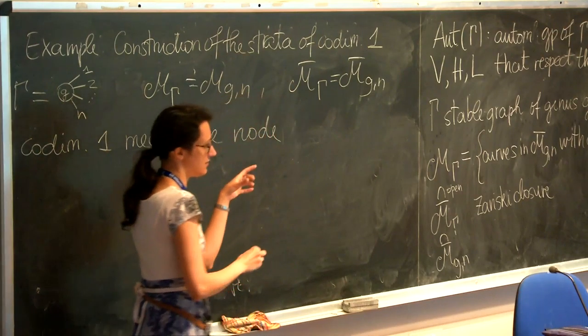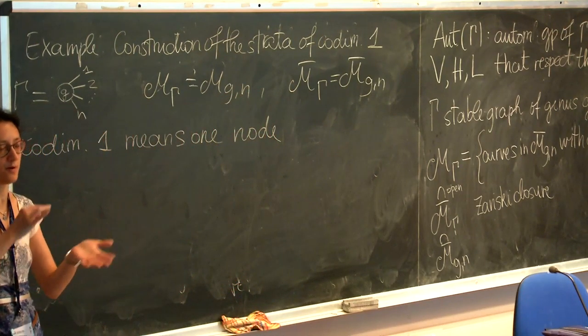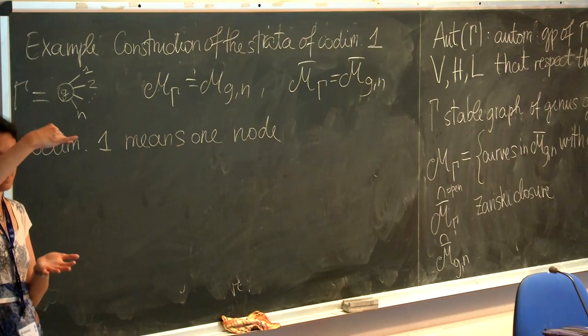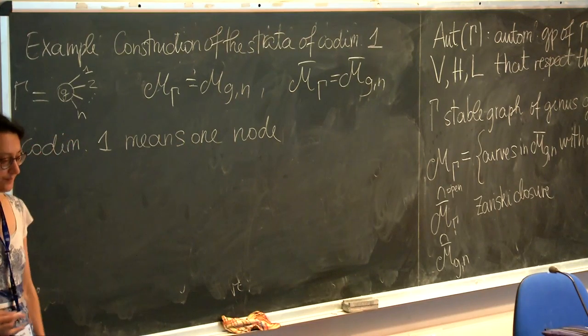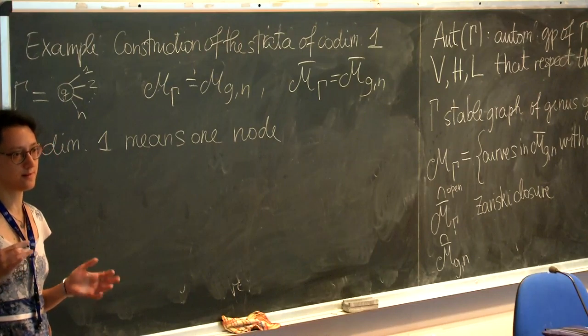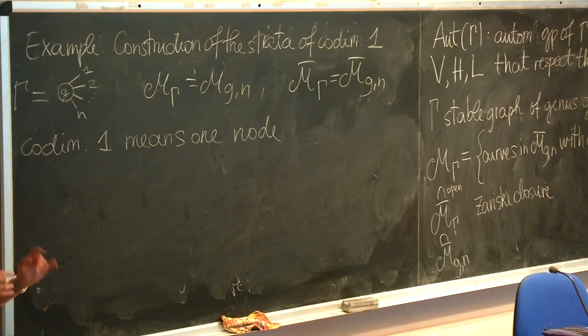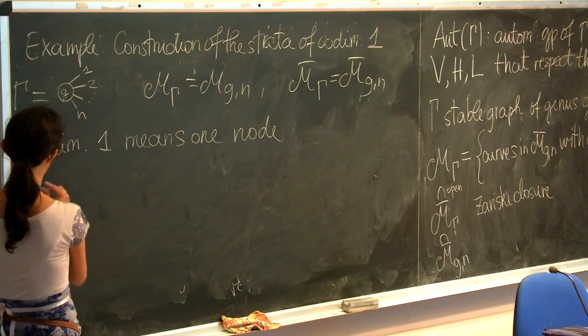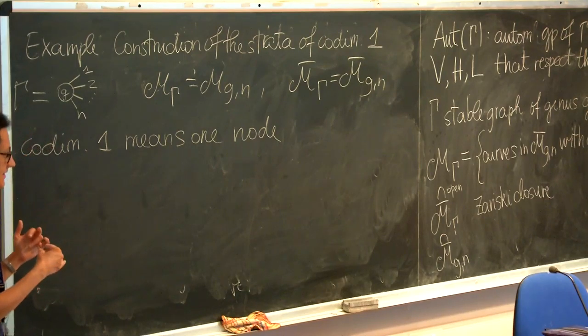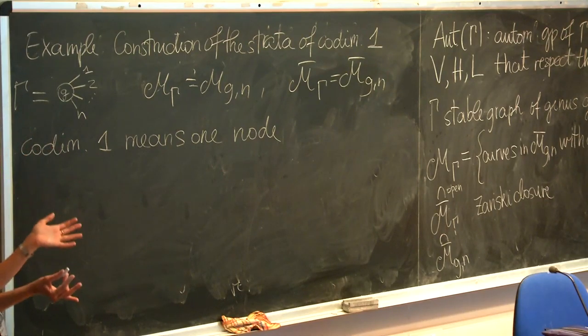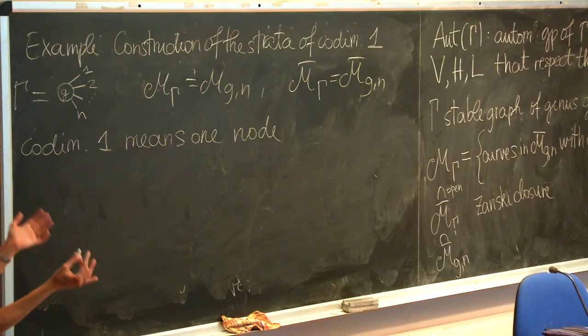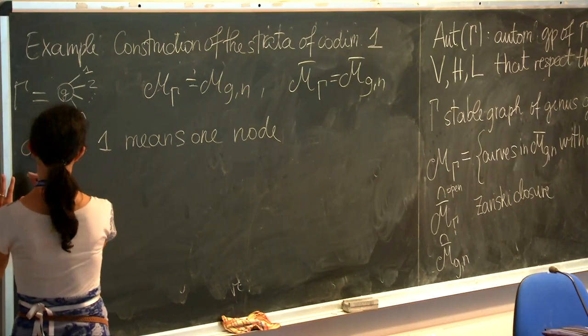So the idea is that a node can be a self-intersection of a component, and this means that when we resolve that node, we get an irreducible curve as normalization. That's the non-separating node, and in the other case we get two connected components, so that's a separating node.